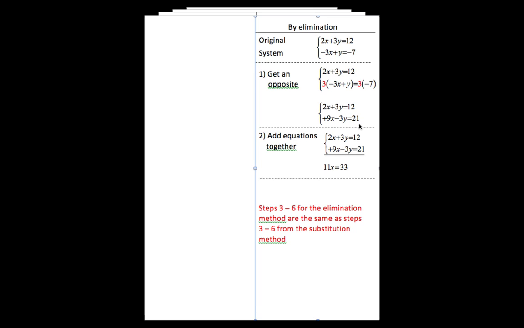And again, why is that important? Well, now when I look at my y variables, I've got positive 3 as the coefficient for the top equation and negative 3 as the y coefficient for the bottom equation. So those two coefficients are opposites. And once I've got an opposite, the elimination method eliminates one of the two variables by adding them together. And since I'm adding opposites together, they'll cancel each other out. And so I'll be left with only one variable.